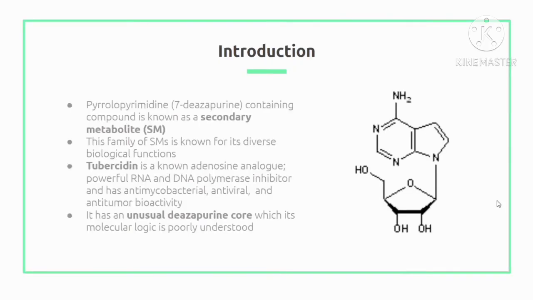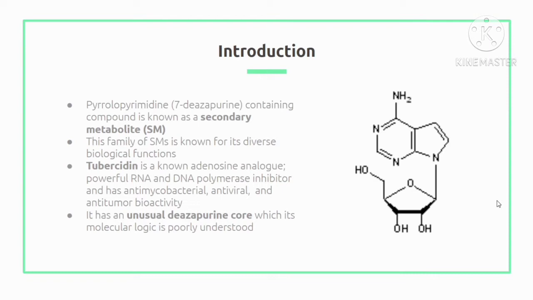First off, tubercidin has a pyrrolopyrimidine, or 7-deazapurine, core, and this compound is known as a secondary metabolite. This family of secondary metabolites is known for its diverse biological functions. Tubercidin itself is known as an analog. It is a powerful RNA and DNA polymerase inhibitor and has antimicrobial, antiviral, and antitumor activity.